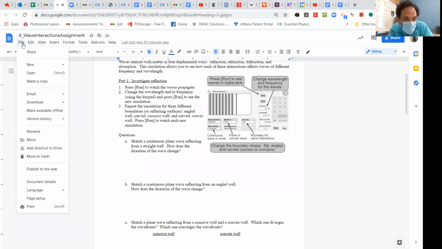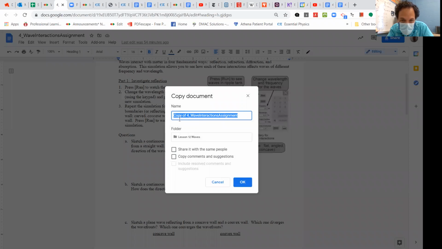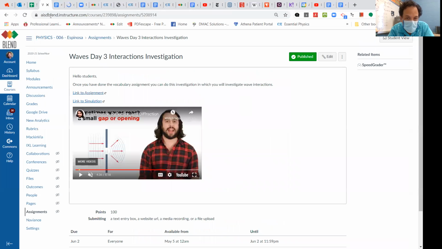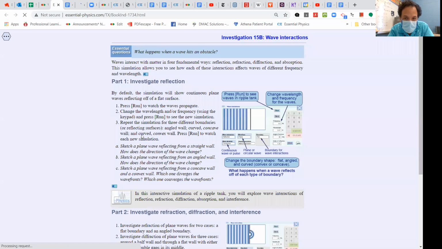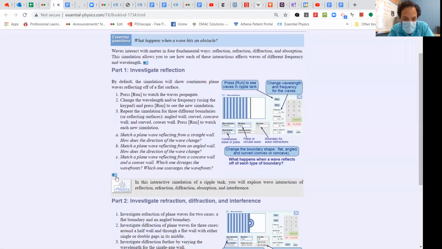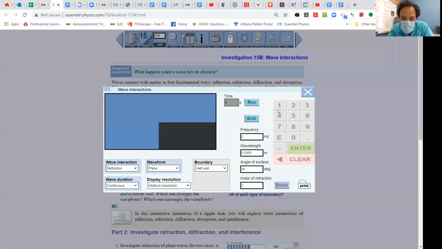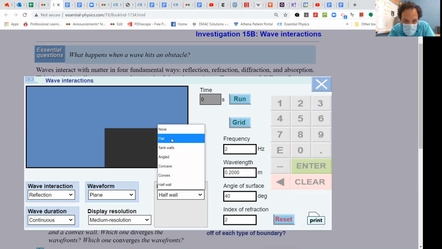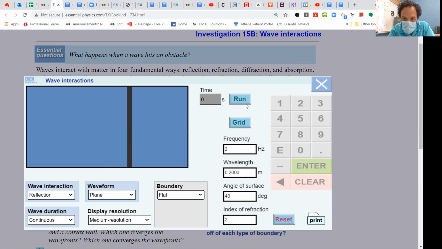So you're going to have to make a copy. And the simulator, and you click on this little thing right here. All right, so we're going to look at, it said reflection, right? Reflection, continuous, and we're going to do a flat wall. All right, so let's run it.